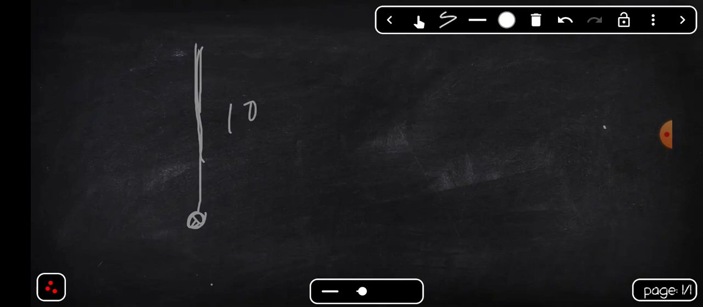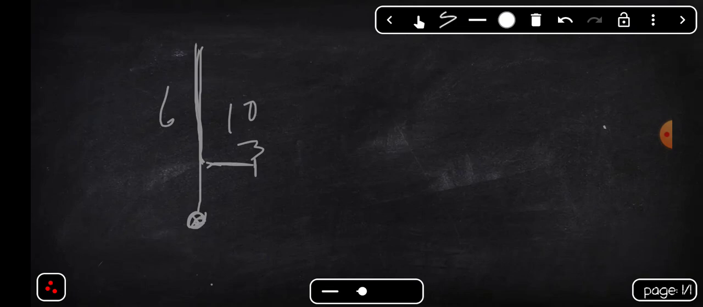Again, from this same point he goes in the south direction and walks 6 meters. Then he turns left and walks 3 meters. Okay, now he has reached here. Find his distance and direction from the starting point.